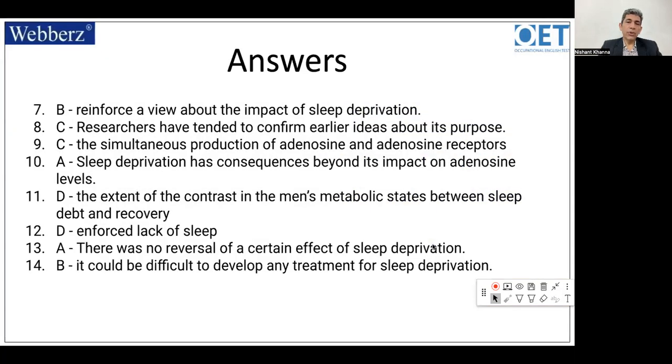So with this, we come to the end of our session, and I'm going to get the answers checked. 7th is B, 8th is C, 9th is C, 10th is A, 11th is D, 12th is D, 13th is A, and 14th is B.